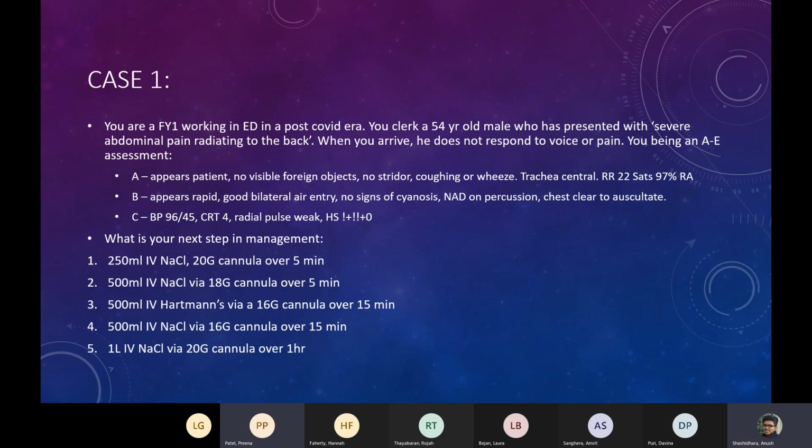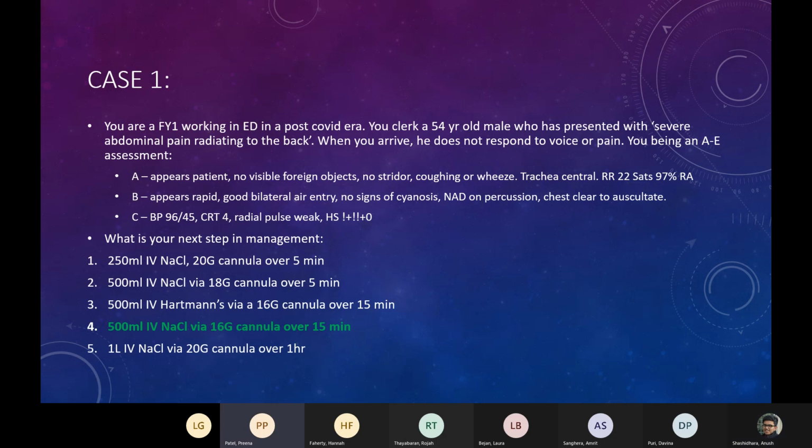Fab. Okay, has everyone had a chance to vote? Let's give it another few more seconds. Okay. Anush, what are the results? So the majority of people have gone for option 4, which is 500 mils of sodium chloride in a 16 gauge cannula over 15 minutes. Yep, and that is the correct answer.